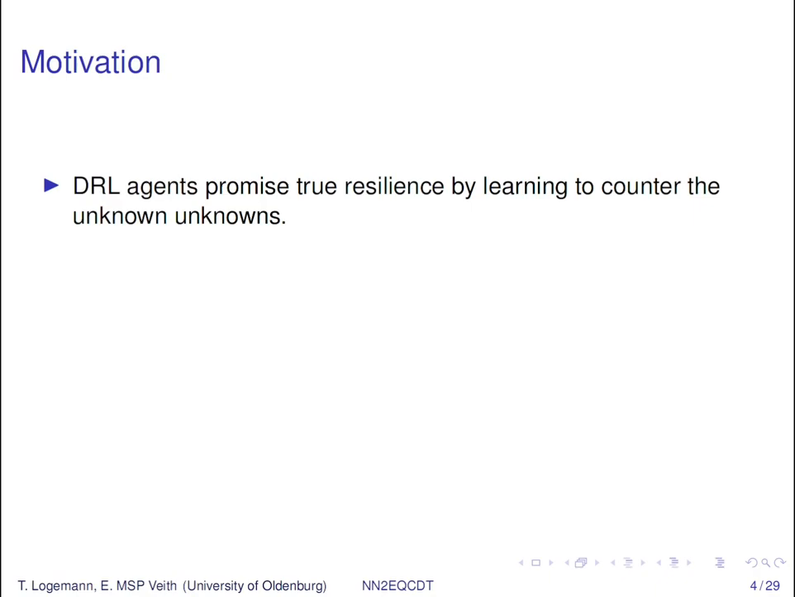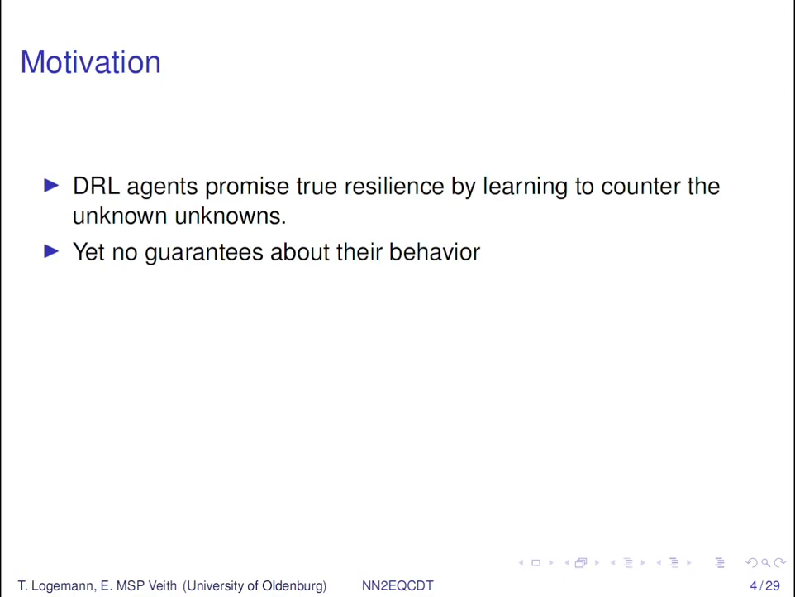Next, I motivate why DRL agents have to be explained. On the one hand, DRL-learned agents promise true resilience by learning to counter the unknown unknowns, which is needed to increase the safety of critical applications. On the other hand, the observed behavior cannot yet be guaranteed to behave as wanted.